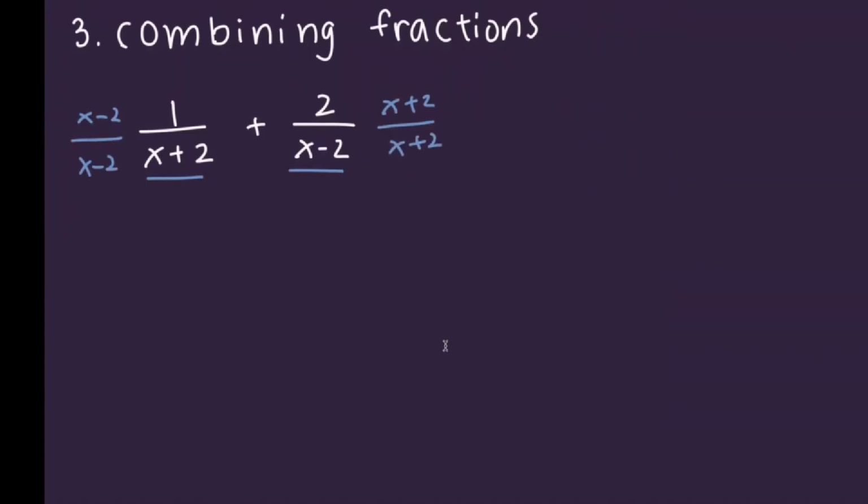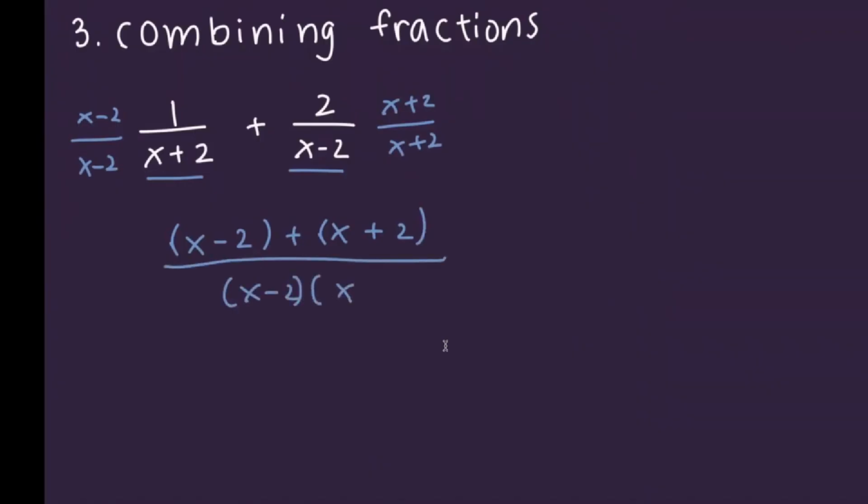And so we'll get x minus 2 on the top plus x plus 2 and all over x minus 2 times x plus 2. So we can combine the top and we would get x plus x is 2x and negative 2 plus 2 is 0. So it is just over x minus 2 times x plus 2.